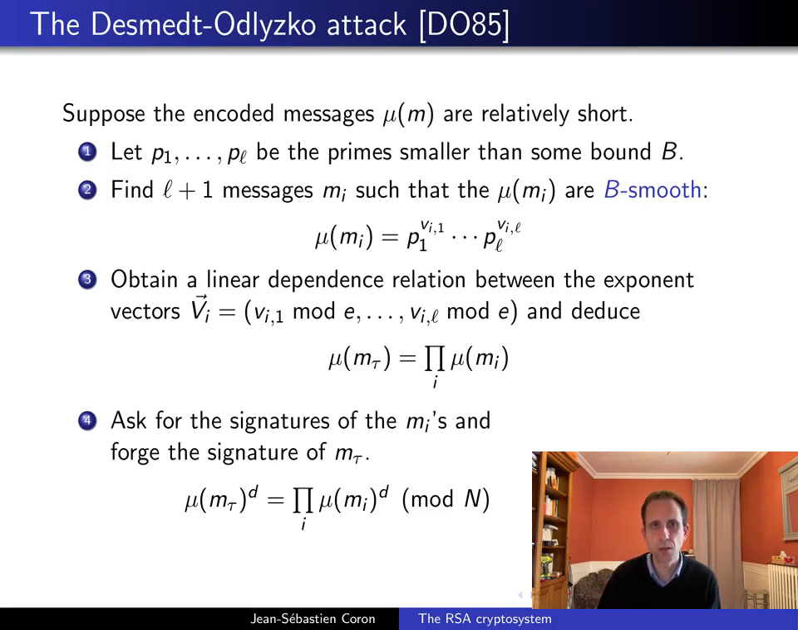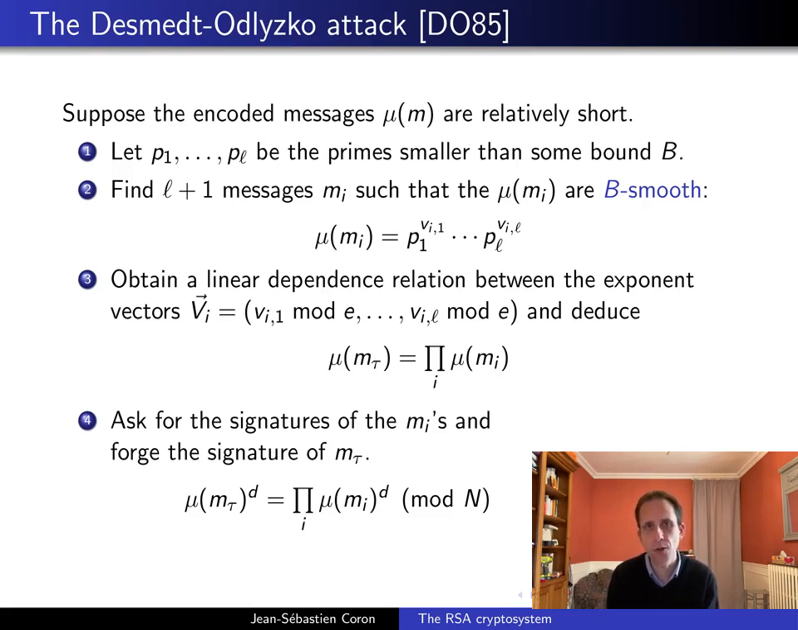But the main problem with these ad hoc encoding functions is that we can have some attacks. The main attack is the decimal disco attack, which was described at Crypto 85. I'm going to describe this attack, and then I'm going to explain why it can be applied to the ISO standards.